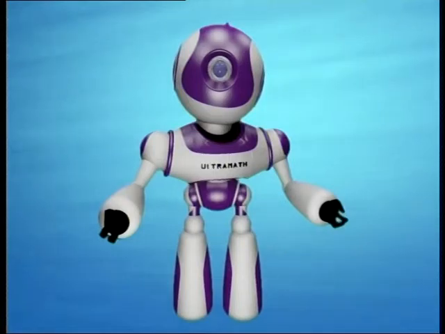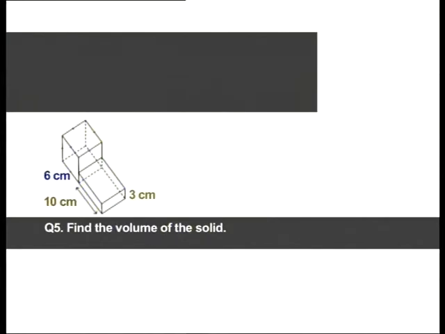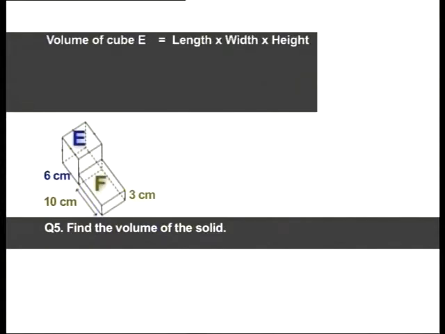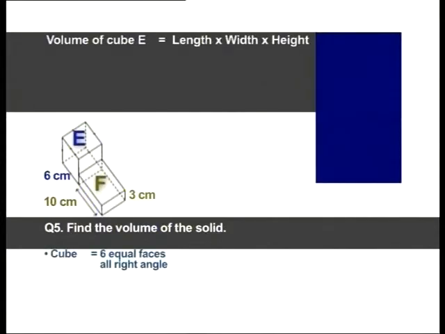Find the volume of the solid. Volume of cube equal to length multiplied by width multiplied by height. Simplify the solid. Let's name the left cube as E and the right cuboid as F. A cube is a solid object that has 6 equal faces and all right angles. The length is equal to 6 centimeters, width is equal to 6 centimeters, and height is equal to 6 centimeters.